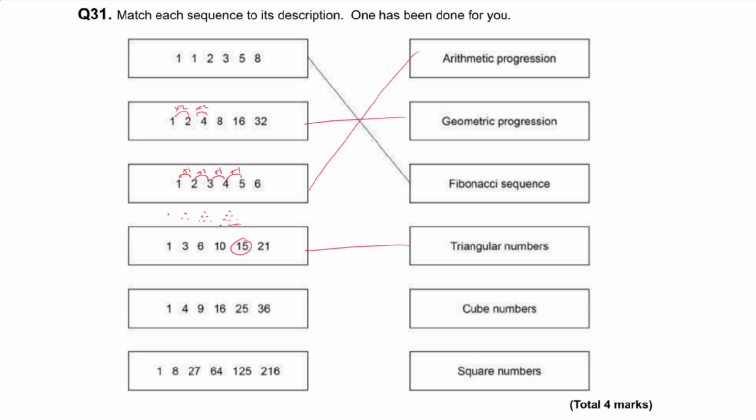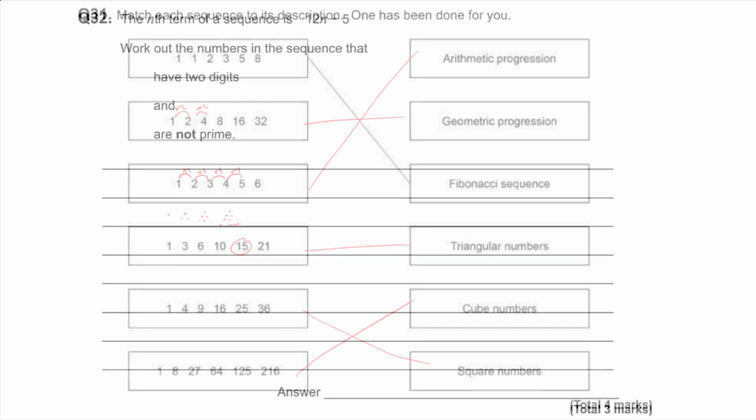1 squared is 1, 2 squared is 4, 3 squared is 9, 4 squared is 16, and so on. They're the squares. And 1, 8, 27, 64, 125. They are cube numbers. 1 times 1 times 1 is 1, 2 times 2 times 2 is 8, 3 times 3 times 3 is 27, and so on. They're the cubes. Okay. Question 32.